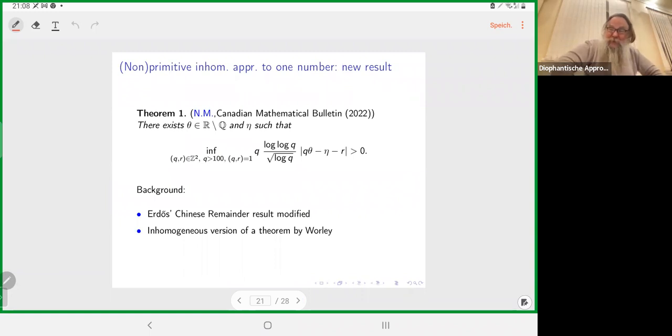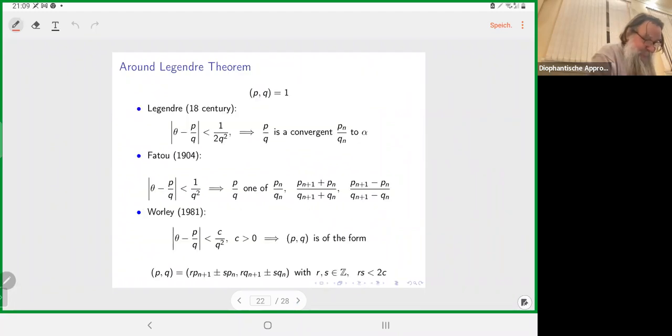Well, however, the gap between upper bound and lower bound remains large enough. But what I can say, to get this result, you do not need just Erdős' argument and the Chinese remainder theorem. You need an inhomogeneous version of some result related to the Legendre-Fatou theorem. Well, I will say a few words.